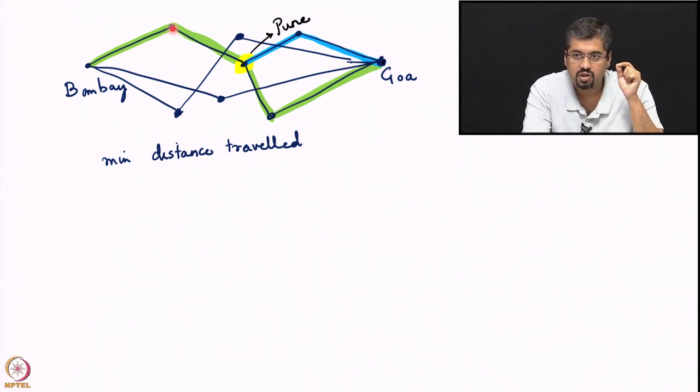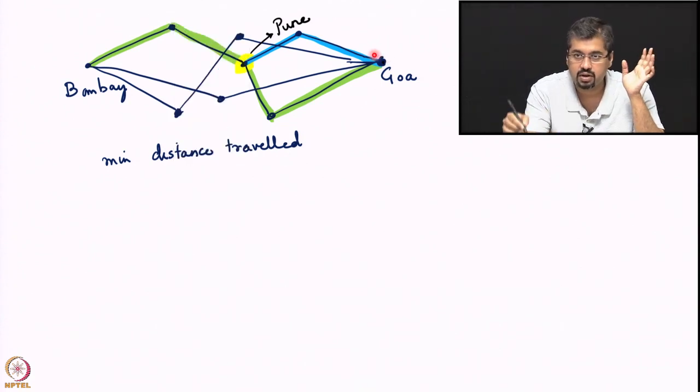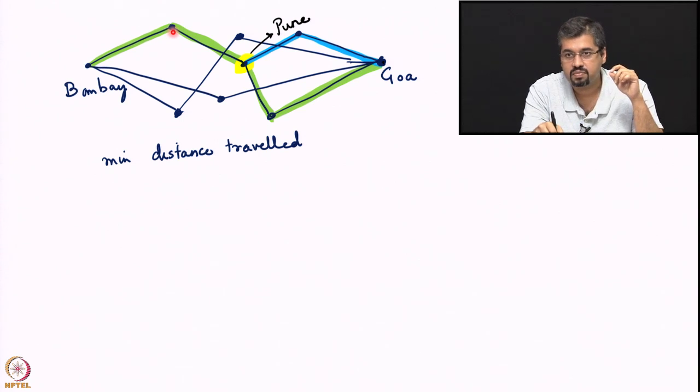I ask what is the shortest path from this intervening node to Goa. I still want to get to Goa, okay. So we all want to party, we all want to get to Goa, okay. So suppose we start from any intervening node along this path, and we ask ourselves what is the shortest path from this node to Goa, okay.